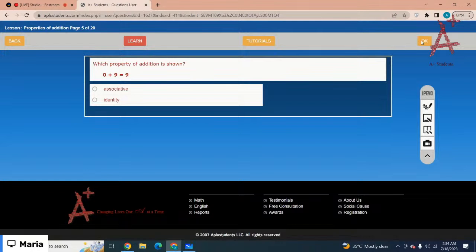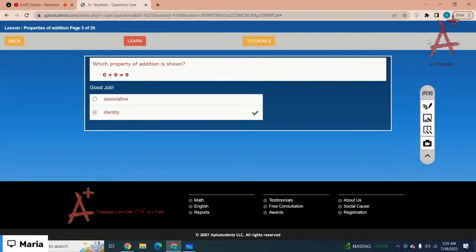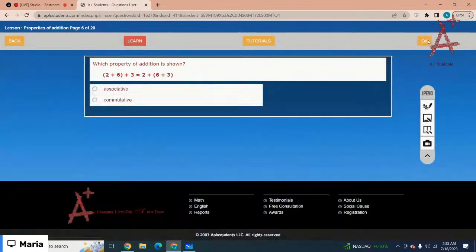What property of addition is shown? Which is the correct option? Associative or identity? When you add 0 to any number, it changes nothing. So 0 is the identity. When you add 0 to any number, the answer is exactly the same number. 9 plus 0 is 9. So adding 0 means identity. Okay, which property of addition is shown?